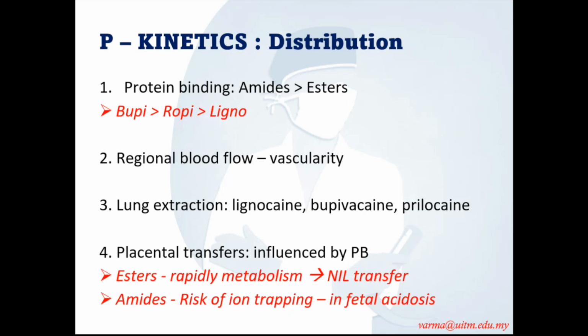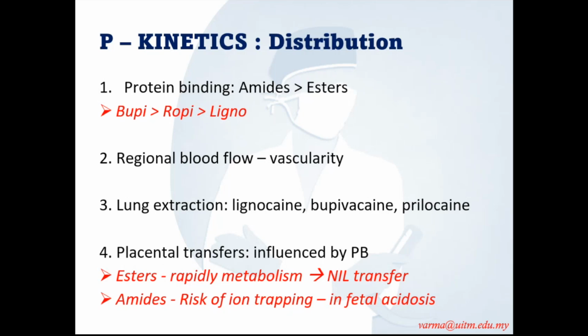But when it reaches the fetal circulation, in fetal distress, fetal bradycardia or fetal acidosis, the fetal blood circulation environment is more acidic. It means the pH is lower than 7.4. The pH of the fetal circulation could be 7.2 or 7.1, whereas the pKa is still the same.